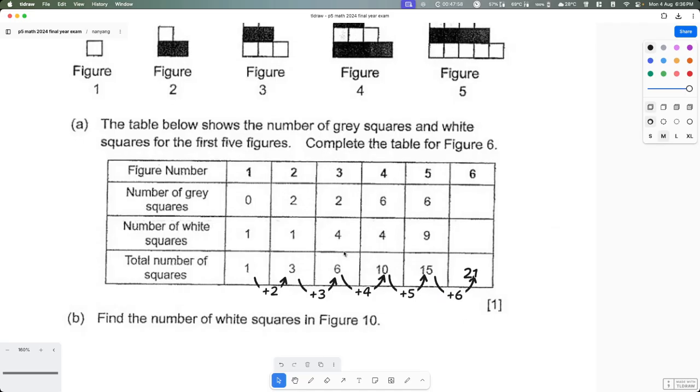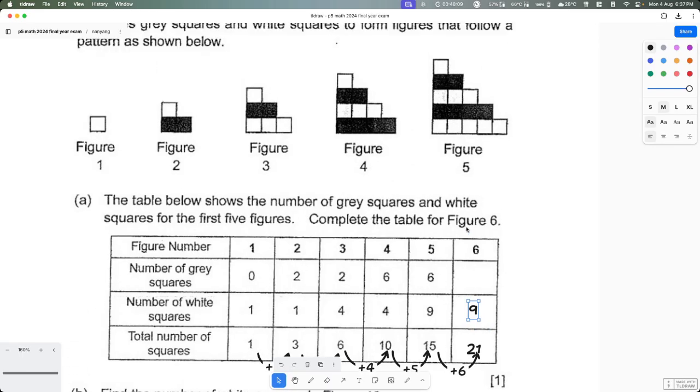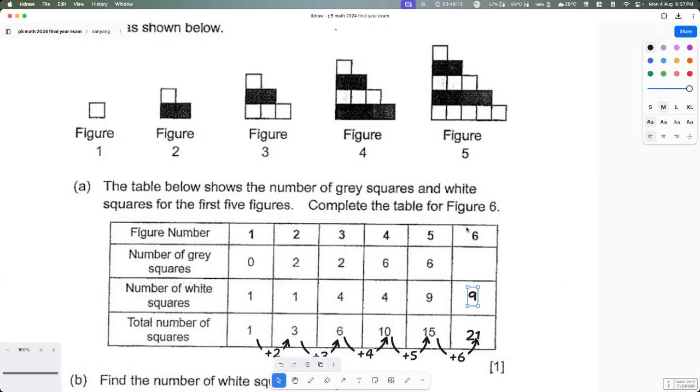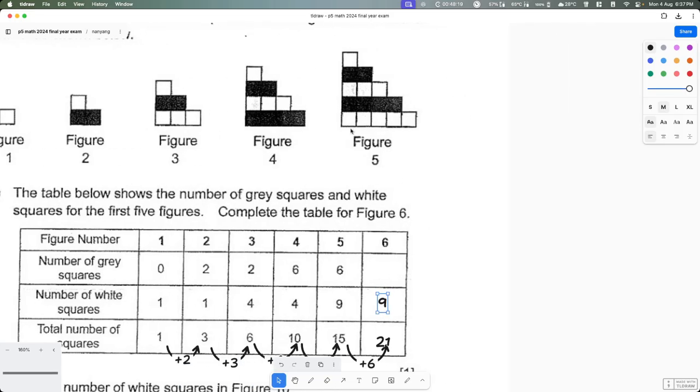Okay, so now the next one is we have 1 and 1, 4 and 4, 9. This should be 9 also. Okay, right. And then, so for figure 6, this is plus 4. So if you were to see figure 5, number of gray squares, which is the white, 1, 2, 3, 4, 5 for figure 5. Oh, no, sorry.